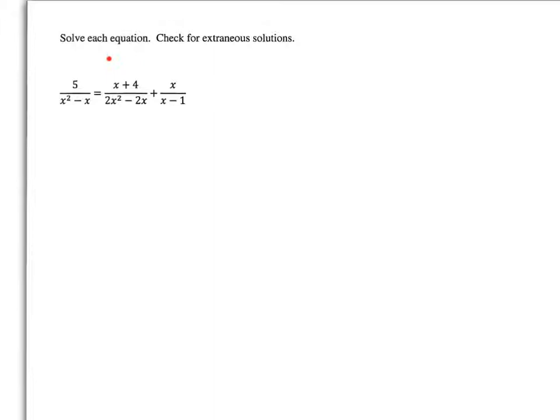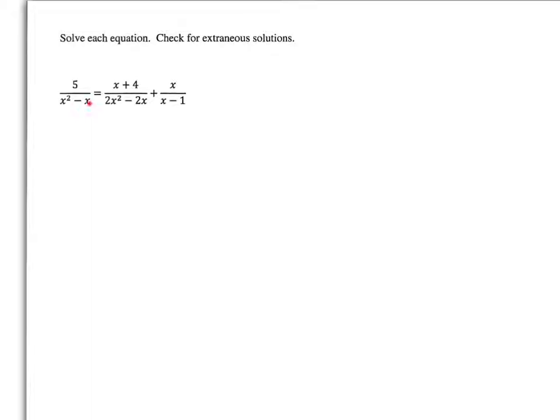We have to solve equations this time. Look at this equation. Those are three rational expressions in the equation. We have a fraction equals a fraction plus a fraction. We also have to check for extraneous solutions, that is, numbers that make the denominator 0, because then this equation would become undefined. Let's do extraneous solutions first.